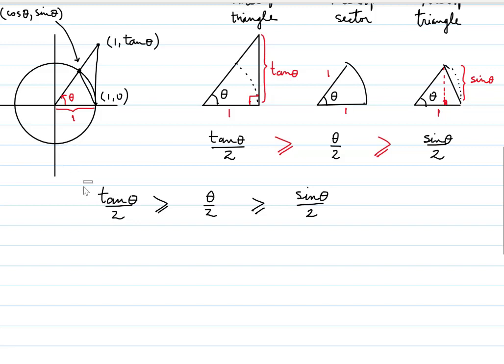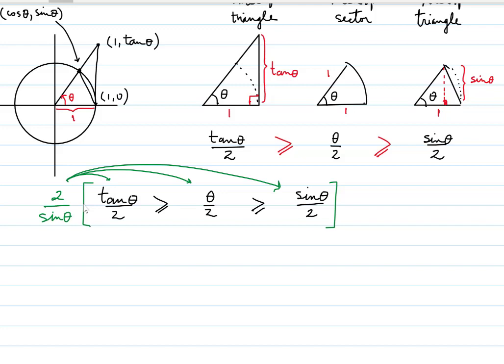So the first thing we're going to do is, we already know this is true. We're going to take the whole inequality here, and we're going to multiply it by 2 over sine theta. Now we have to do that to each one here. We're going to get that, well, these 2 cancel out, and tangent divided by sine is going to give you a nice 1 over cosine.